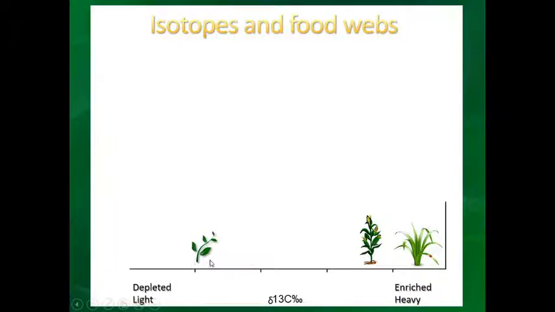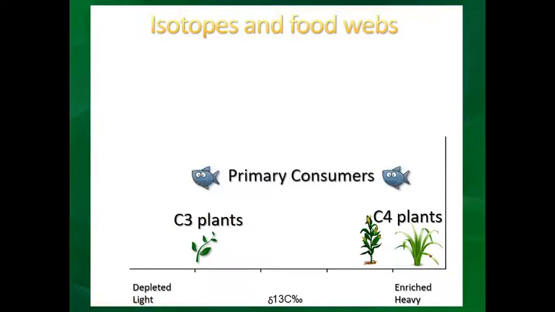But with different food sources, there is a very different signature. So what we see is C3 plants and C4 plants. They have different ways of doing photosynthesis and very different signatures. C4 plants are much more enriched in carbon-13, so we call them heavy, as opposed to C3 plants. And essentially with carbon, you are what you eat.